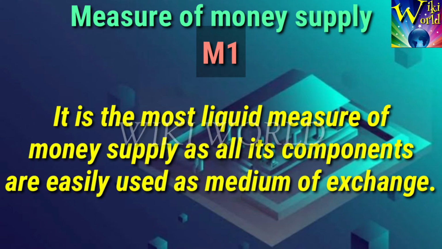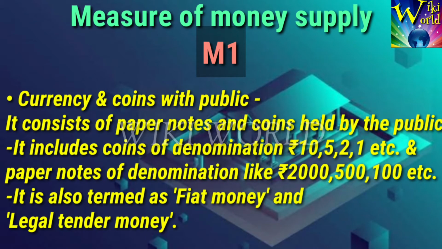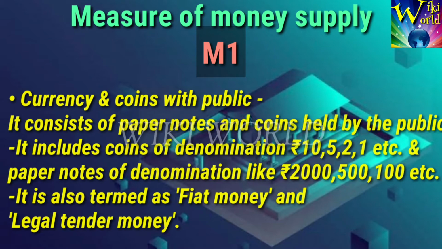It is the most liquid measure of money supply as all its components are easily used as medium of exchange. सबसे पहले currency and coins with public. It consists of paper notes and coins held by the public. It includes coins of denomination rupees 10, 5, 2, 1, etc. and paper notes of denomination like 2000 rupees, 500, 100, etc. It is also termed as fiat money or legal tender money.